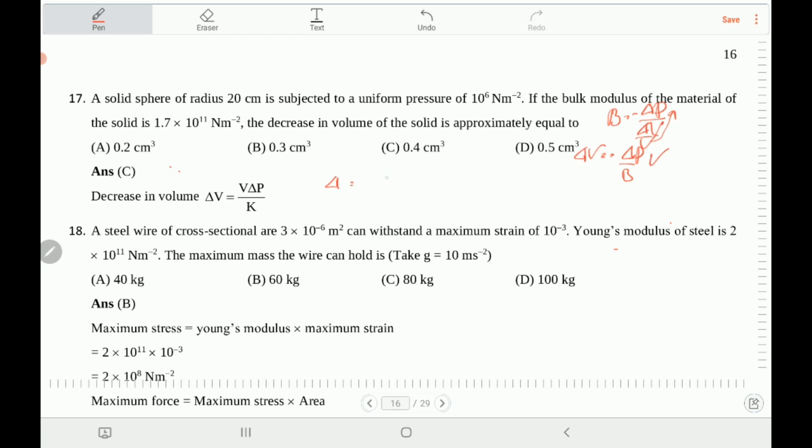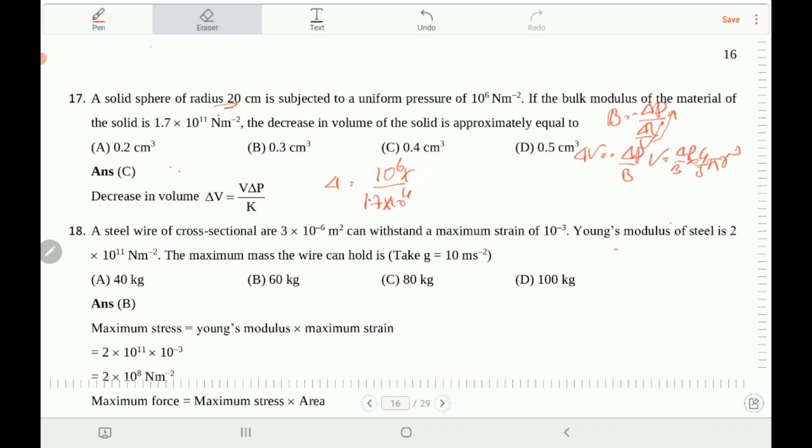Now we'll continue from here. Delta V. What's P? Pressure. Pressure applied is 10 power 6 Newton per meter square. What's volume? Radius is given, so volume is 4 by 3 pi r cube. So 10 power 6 divided by 1.7 times 10 to the power 11, that is bulk modulus B, into 4.